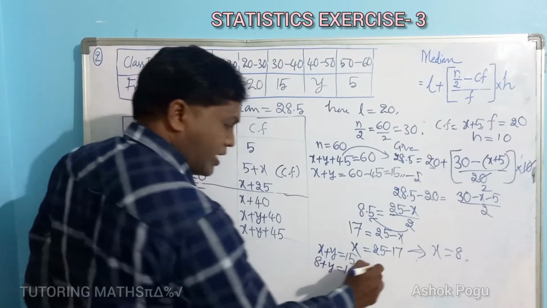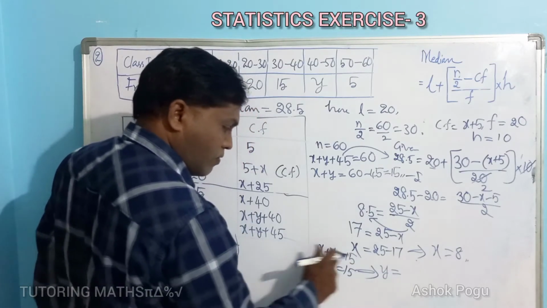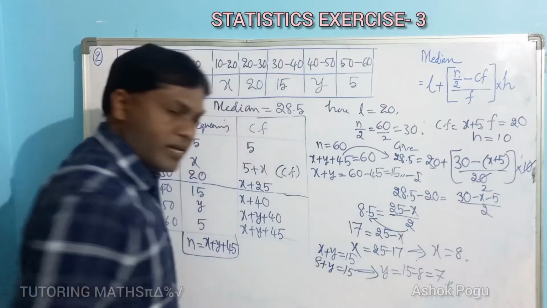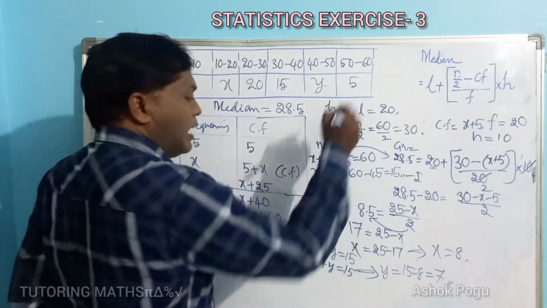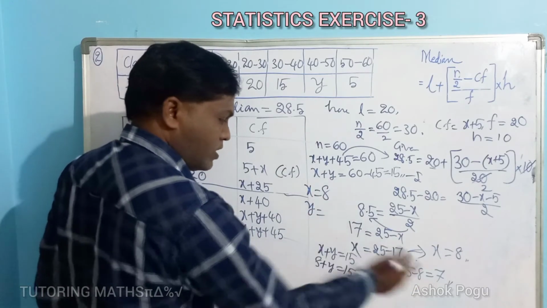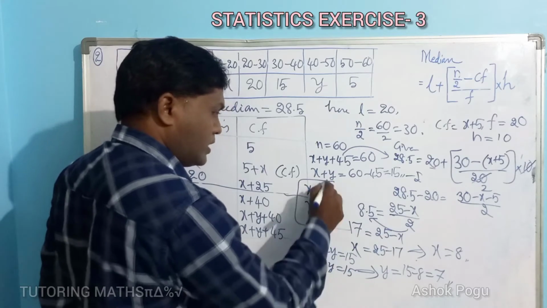Therefore y is equal to 15 minus 8, which is 7. So finally we have x is equal to 8 and y is equal to 7. So this is the result.